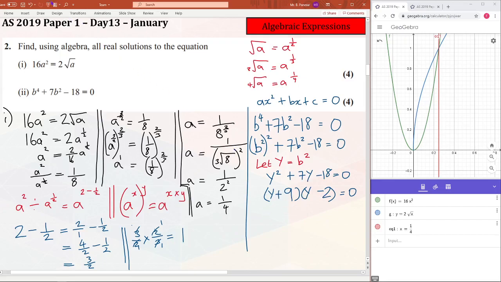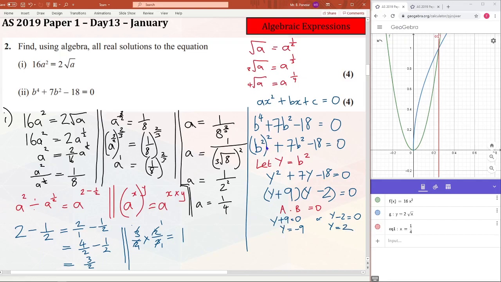So from here I'm going to be using this: A times b is equal to 0. So either this term is equal to 0 or that term is equal to 0, because these are terms which are being multiplied together, and then I can go forward accordingly. So I've got either y plus 9 is equal to 0, or y minus 2 is equal to 0, therefore y is equal to minus 9, or y is equal to 2.